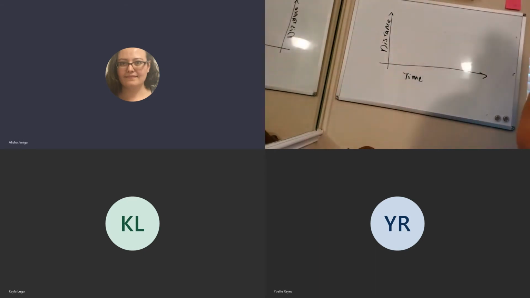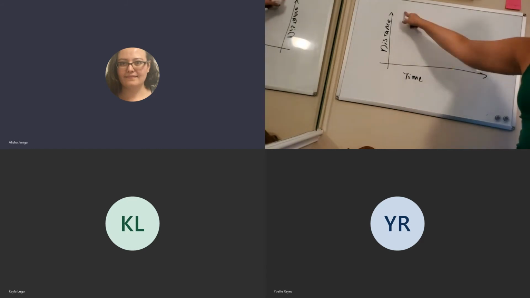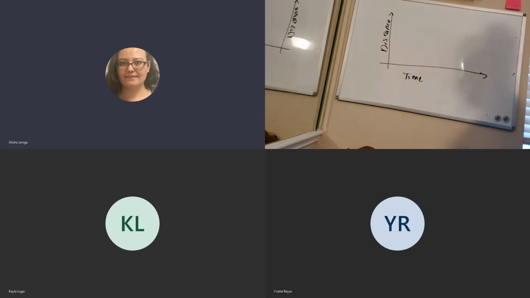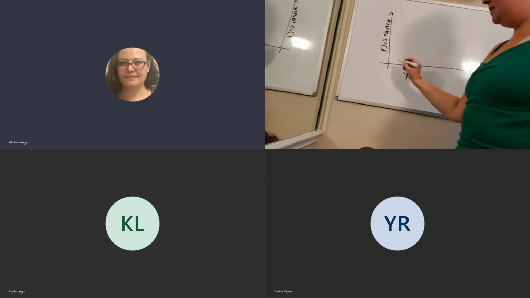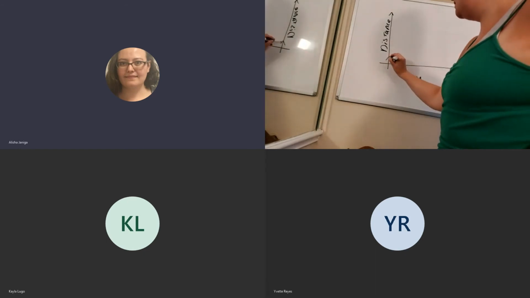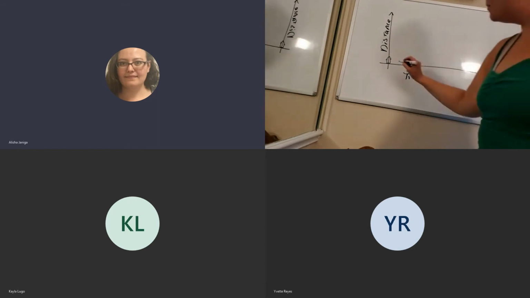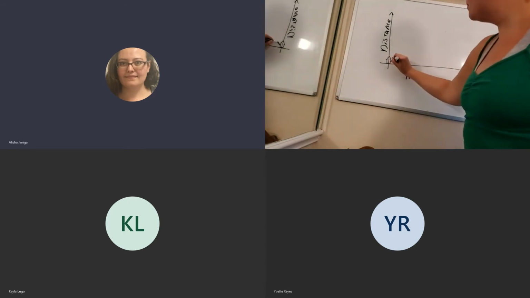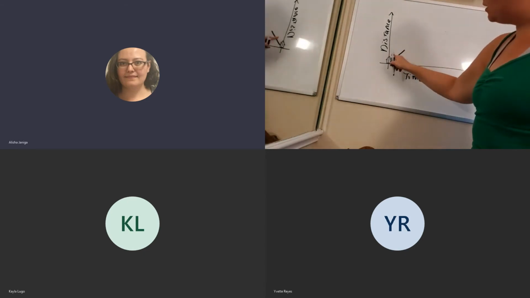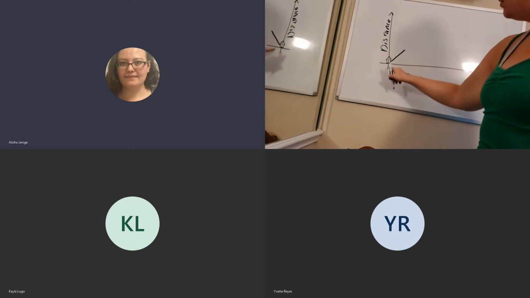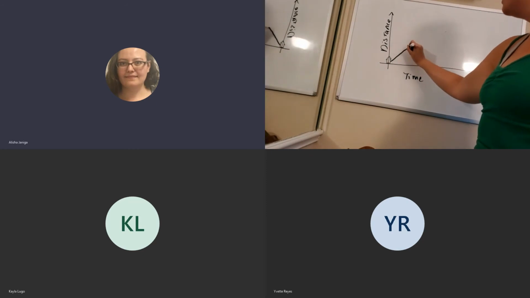So majority of the time, anytime you ever get a graph, time's going to be on the x-axis because it's always independent of whatever is going on because you can't change time. We have distance on the y-axis. So let's say this is home. Put a little house there. And let's say you start going for a walk. And so over time, you're getting a larger distance away from home.